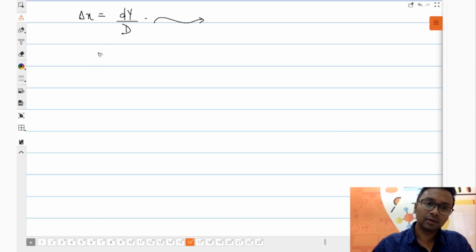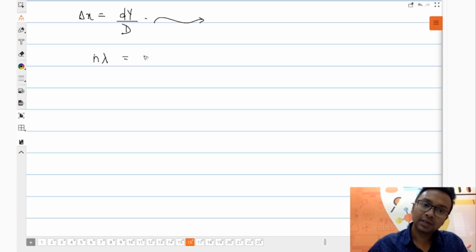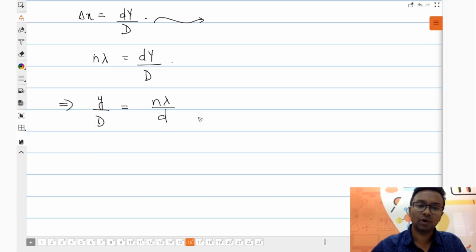Now, students, you must have observed that delta x can be written as n lambda. This is for maxima, the maximum order of maximas. This can be written as dy by capital D. Now, can I write y by capital D is equal to n lambda by small d?